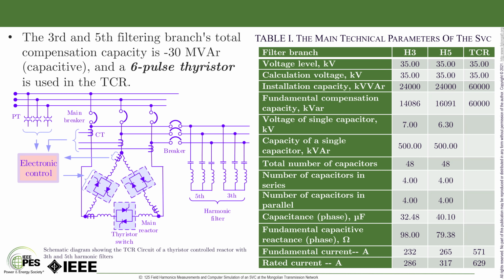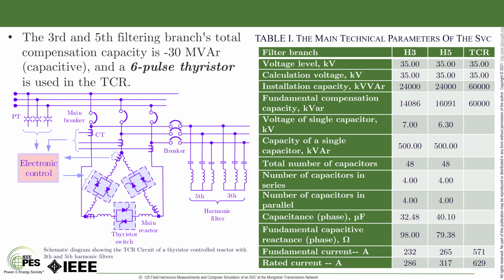You can see here the configuration. We are using thyristors. In this case, we are using a 6-pulse thyristor for the TCR, okay? On the right-hand side, you can see the data. You can see the data for the main important electrical parameters for the TCR, but also for the harmonic filters for the third harmonic and the fifth harmonic, okay?